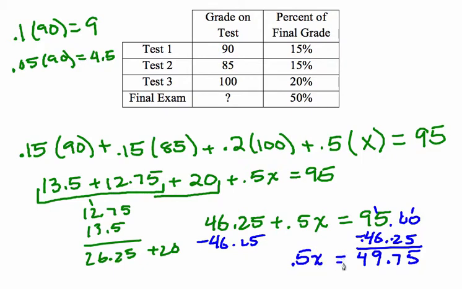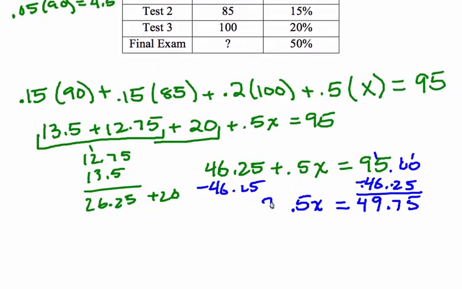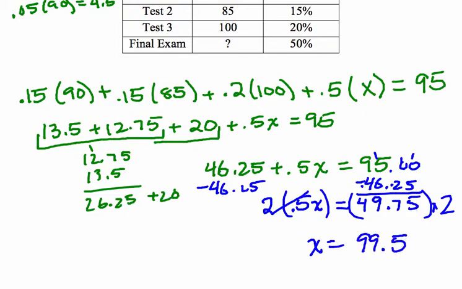So 5/10 of x, or half of x, has to be 49.75. So I'm going to multiply by 2 on both sides, right, because 0.5 is 5/10, which is 1/2. So that cancels out. X has to equal 49.75 times 2, which comes out to 99.5. So what does that number mean? That was our x, our unknown that we were looking for.